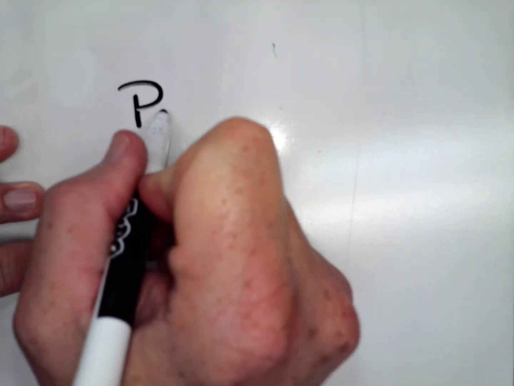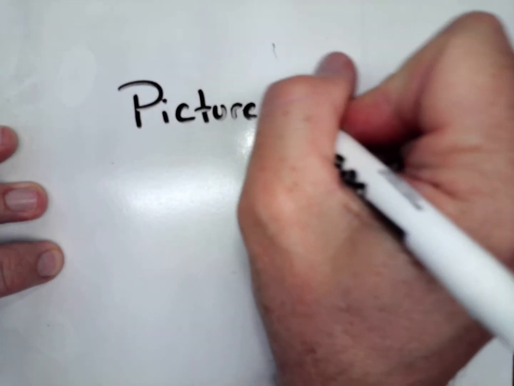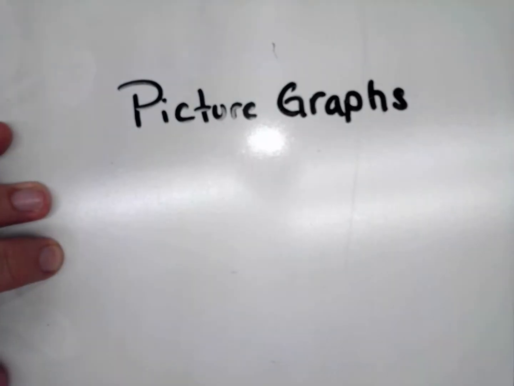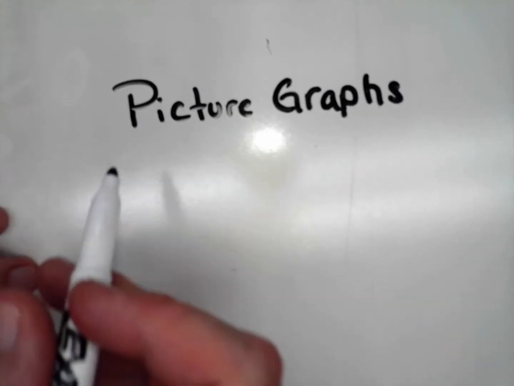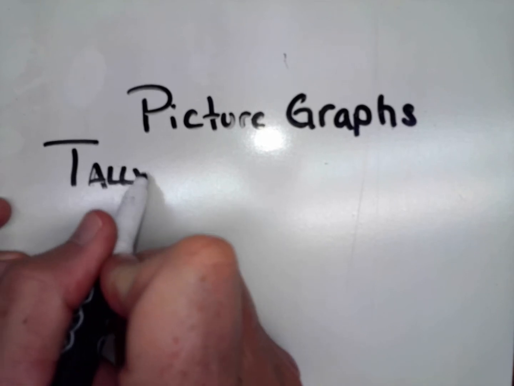So we're going to be working with picture graphs, and they are used to help us interpret data. The way we start with a picture graph is with a tally chart.